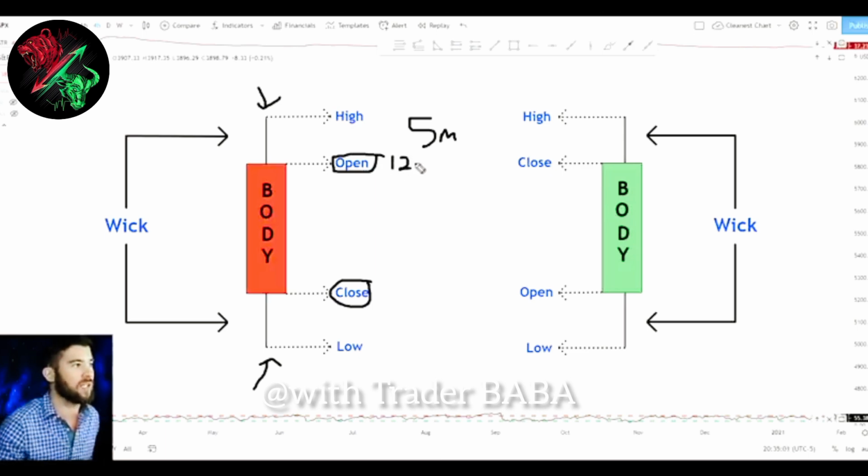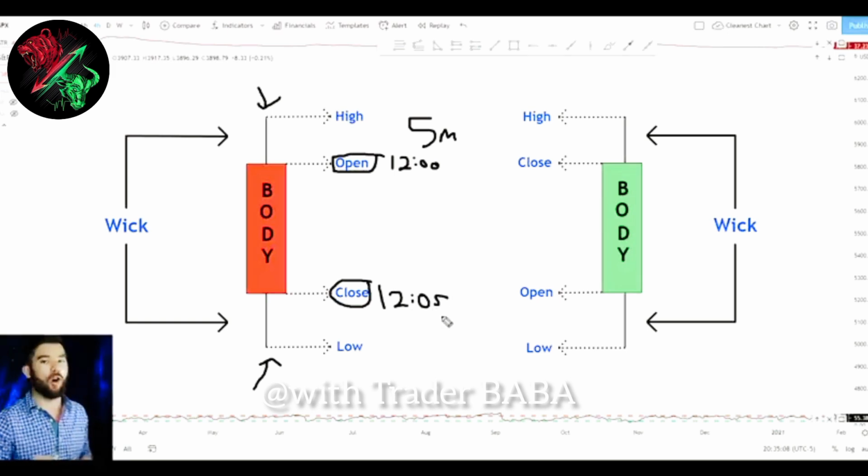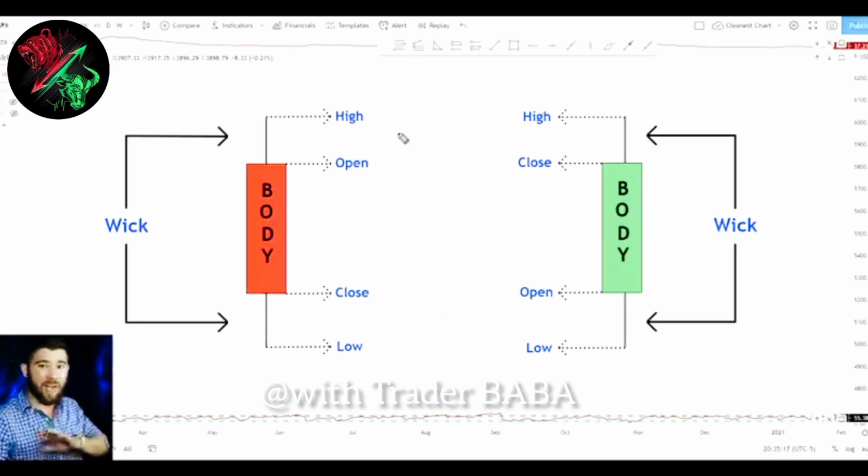Again, if we started this at 12 o'clock, then the closing price would be at 12:05. And this candle shows you all of the action of price between 12 and 12:05 if you're on a 5-minute chart. If we're on any other time frame, everything is exactly the same except for the amount of time that passes.